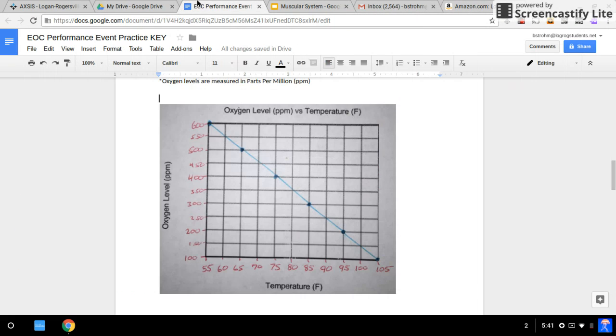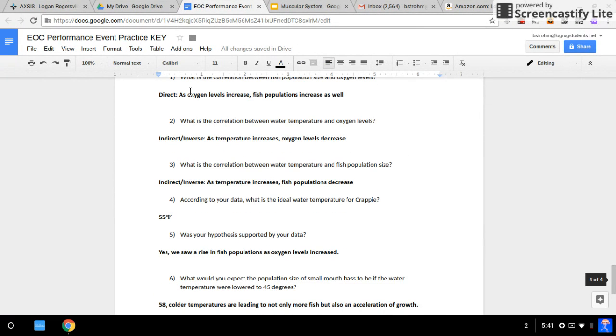So that is, again, an indirect or inverse relationship. And that's right here. So indirect or inverse, as temperature increases, the fish populations decrease. So being able to draw a conclusion between those two pieces of data ends up being important.